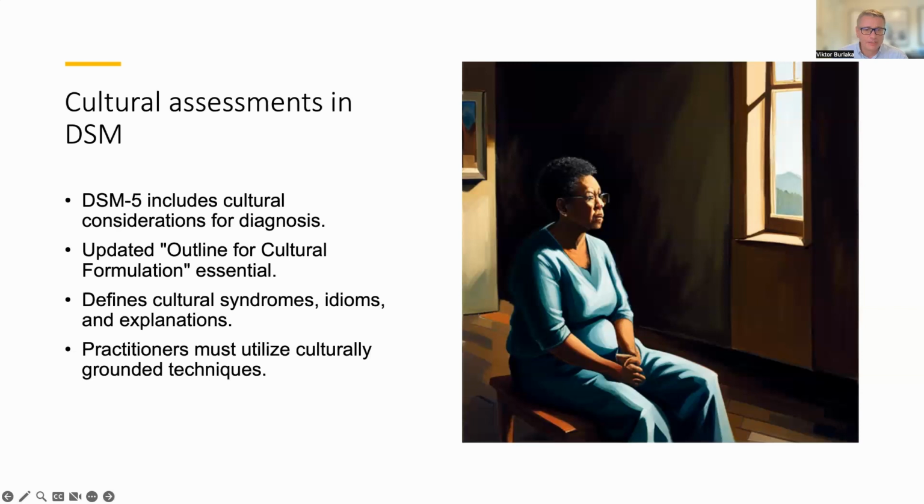The DSM-5 has updated its outline for cultural formulation, which now encompasses a comprehensive cultural assessment of the individual, including their cultural identity, cultural conceptualization of distress, psychosocial stressors, and the relationship between the individual and clinician. In addition to that, the DSM-5 introduces cultural concepts such as cultural syndromes, idioms of distress, and cultural explanations or perceived causes of symptoms. It also includes culture-specific concepts of distress in its glossary.